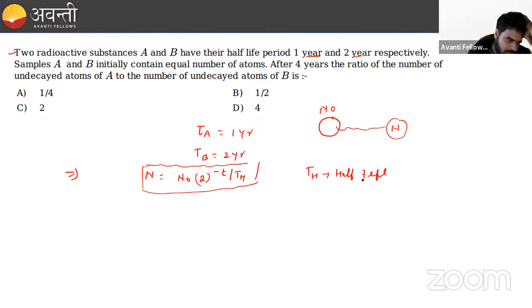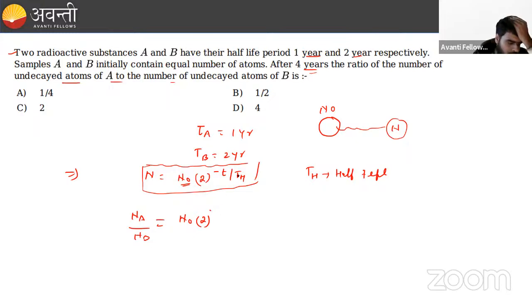So here, guys, for substance A, we have to find the ratio of the number of undecayed atoms of A to undecayed atoms of B, that is NA upon NB, right? N naught is the original amount, which is the same for both cases. So this value will become N naught 2 raised to the power of the total time. The total time is given, guys, that is 4 years. So 4 years is taken here.